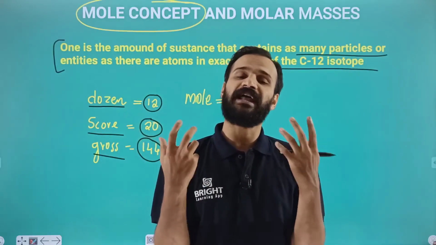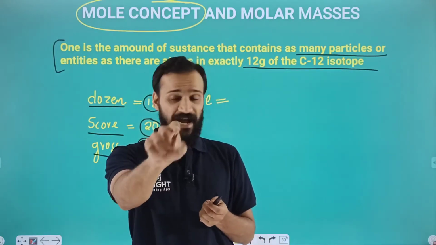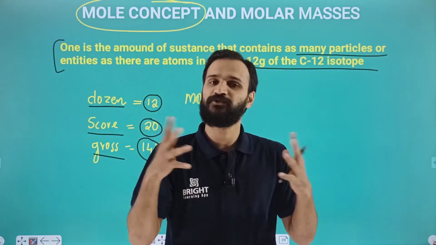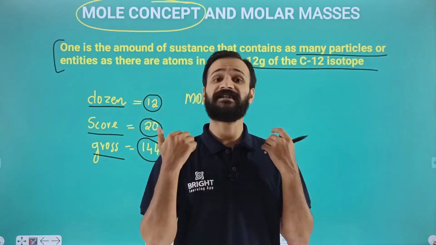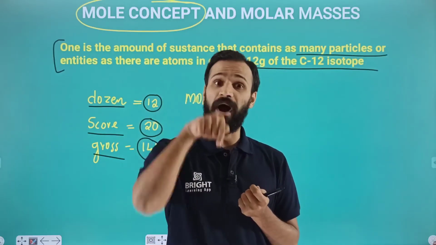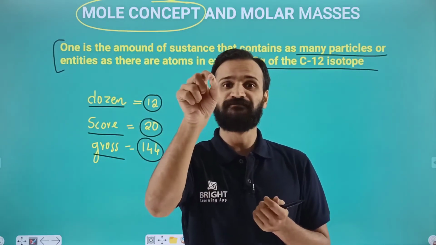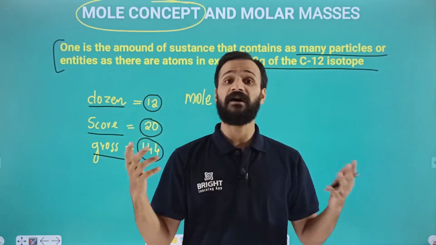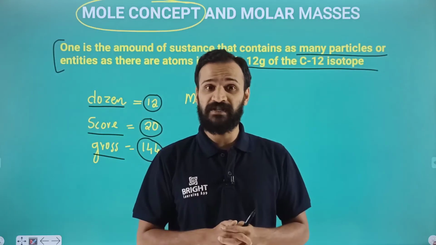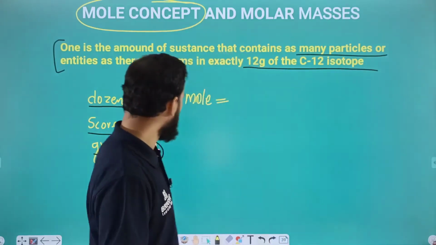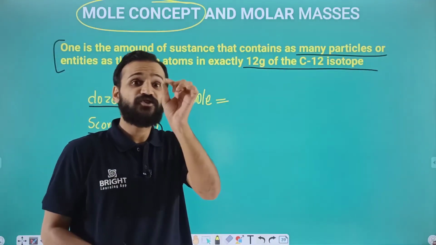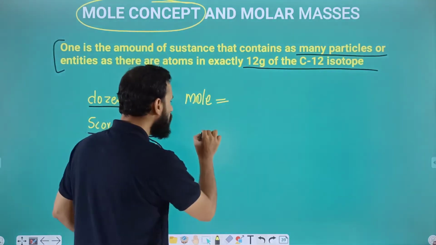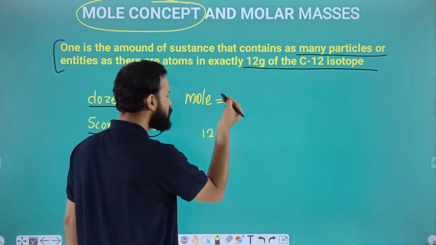So how can we calculate the number of atoms present in 12 gram of carbon 12 atom? Very simple. We take 12 gram, and divide it by the mass of 1 carbon atom. So we will get the number of carbon atoms in that, isn't it? So first of all, we have to take 12 gram of carbon 12 atom.